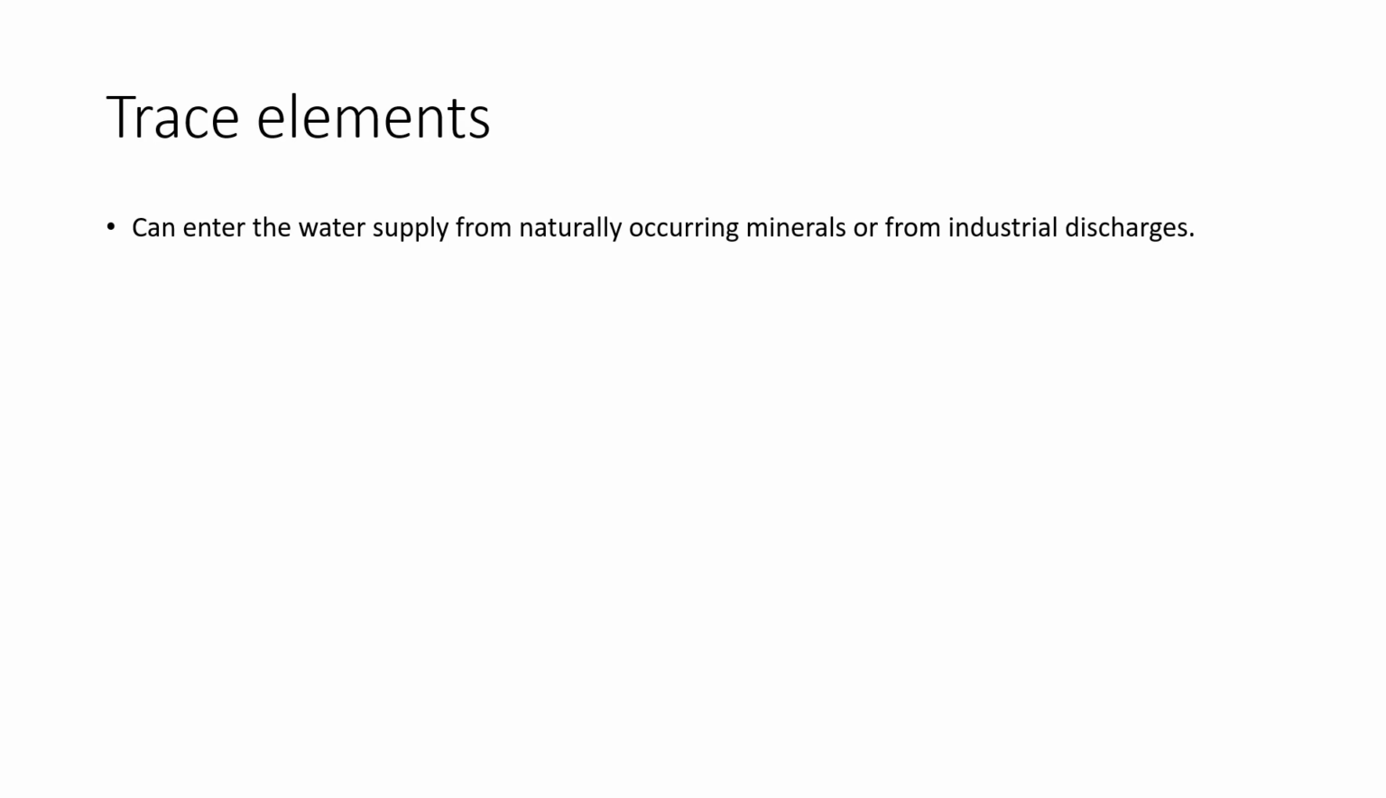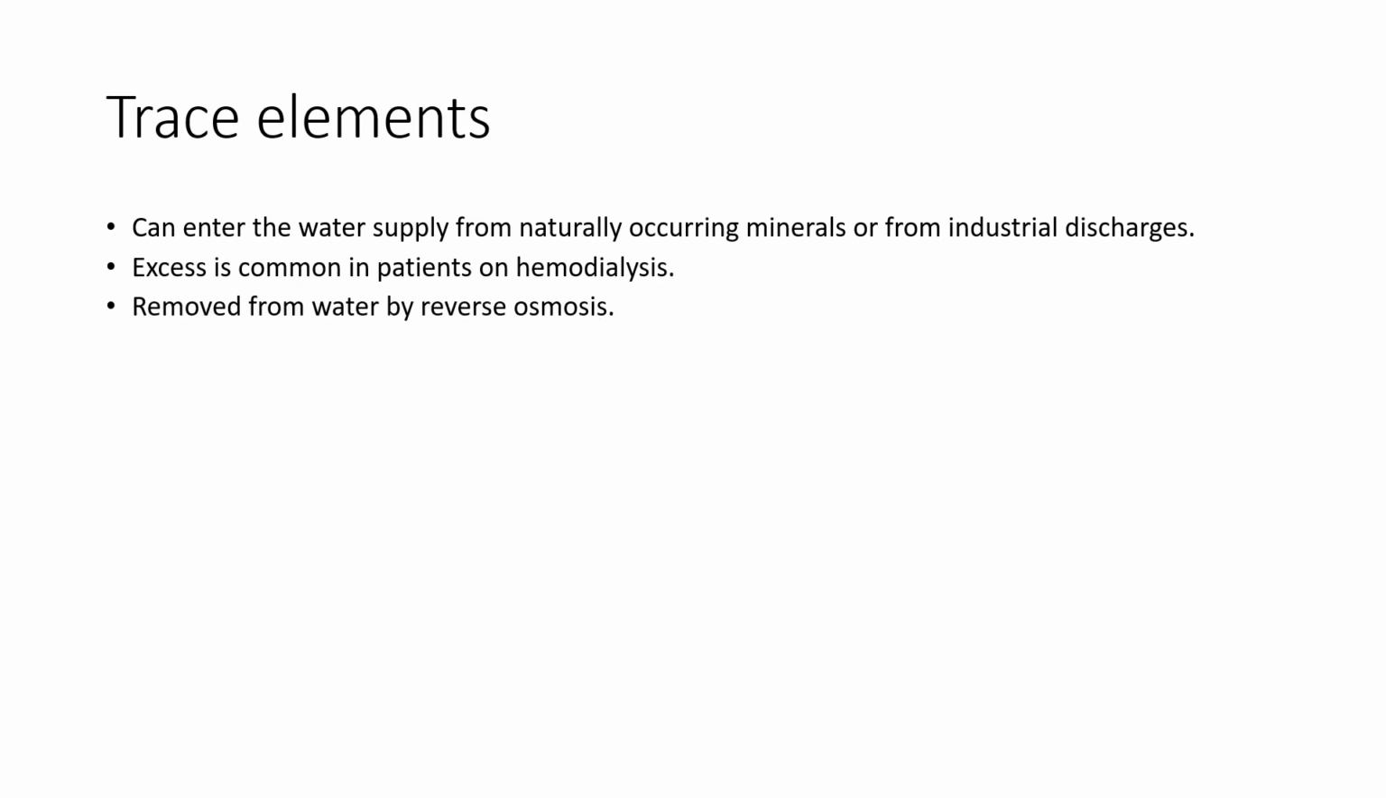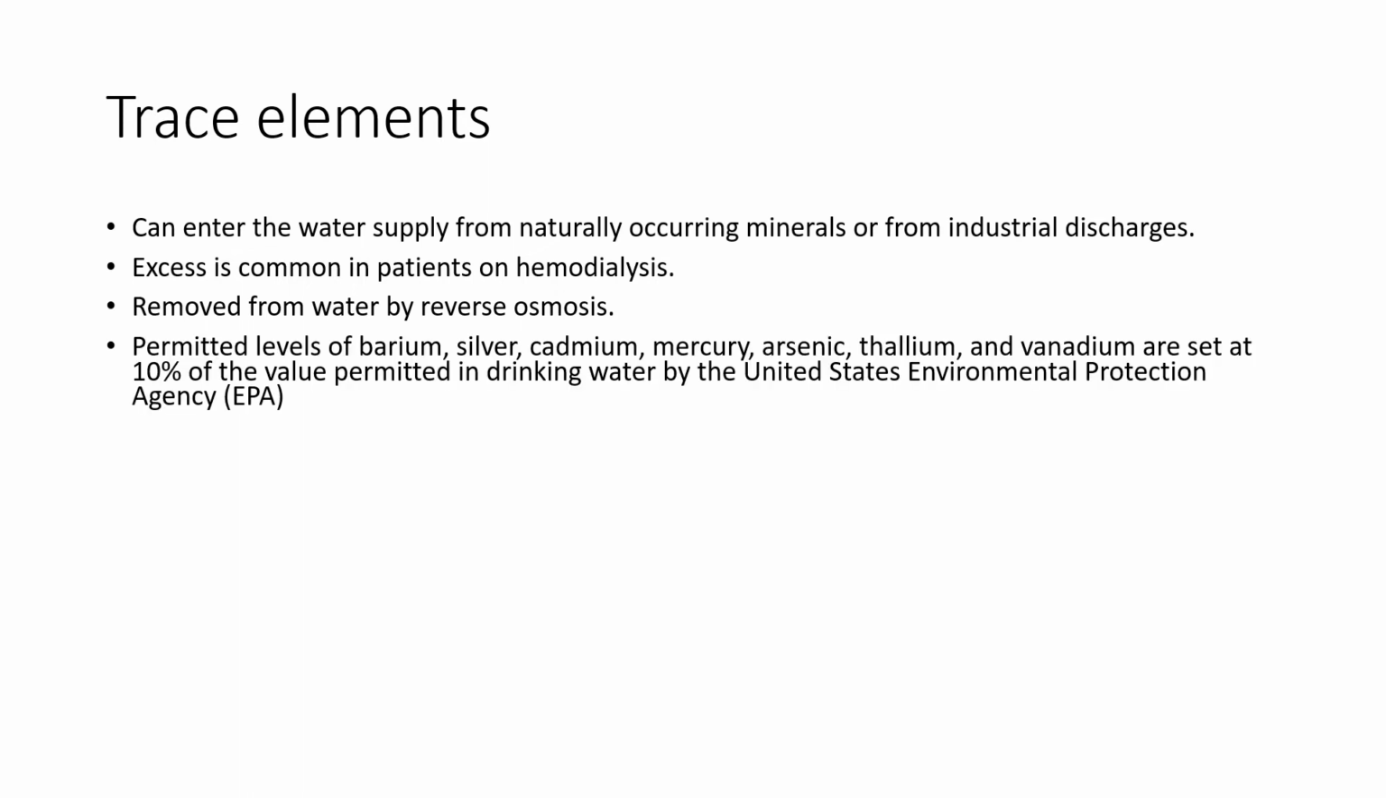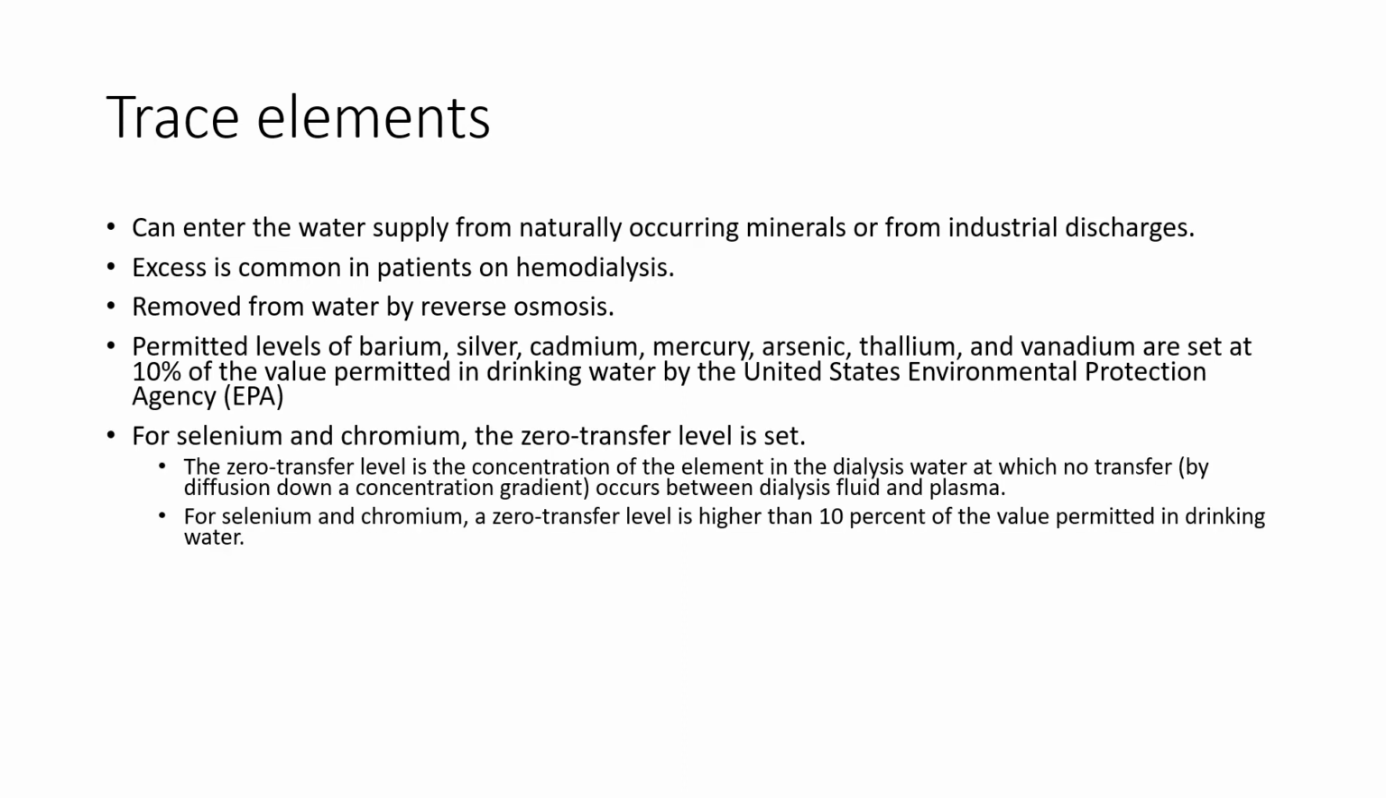Trace elements are another potential contaminant of dialysate. They enter the water supply from either naturally occurring sources or from industrial discharge. Excess is common in dialysis patients because they accumulate. Typically, they're removed by reverse osmosis. The EPA allows for permitted levels of barium, silver, cadmium, mercury, arsenic, thallium, and vanadium at basically 10% of the value permitted in drinking water.